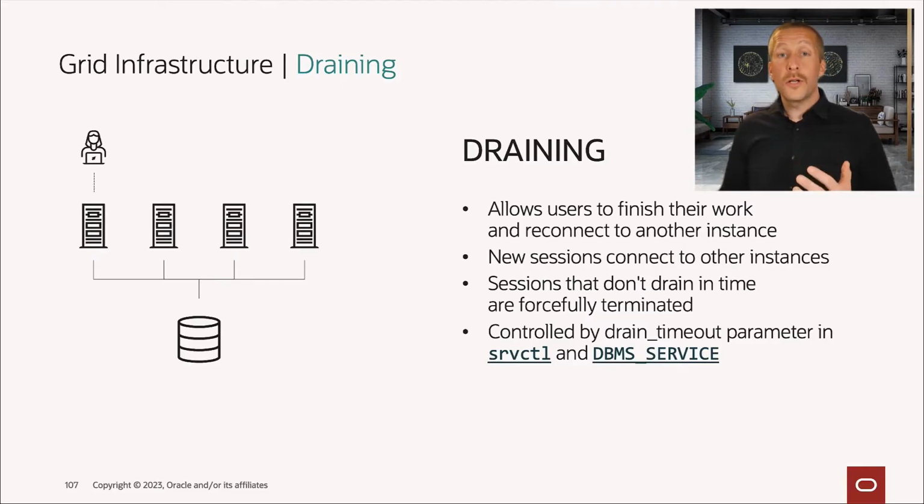We also need to touch a little upon draining. Draining is important when you need to patch grid infrastructure or when you need to patch a cluster. Imagine that the first instance in our cluster is going down for maintenance. You can then stop or relocate the services that are running on that instance. And when you do that, a FAN event is sent out to the users that are connected to that instance. They are told that this instance is going down, finish your work, and then move to another instance.